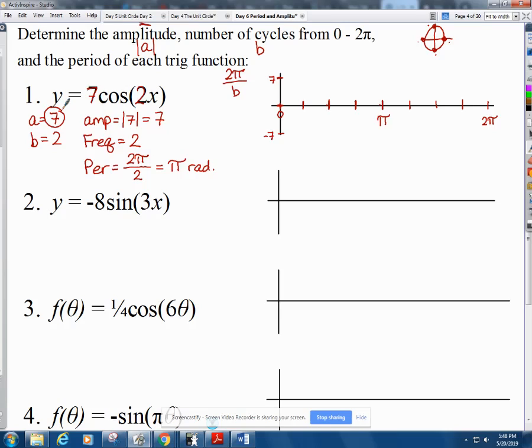And in this graph, we're starting at the A value. So here's where we're going to go. Start at 7, then our next point after 90 degrees is at 0. So 7 to 0 to negative 7 to 0, back to 7, and then we go around again. So 0, -7, back to 0, and then back to 7. So we end where we started.